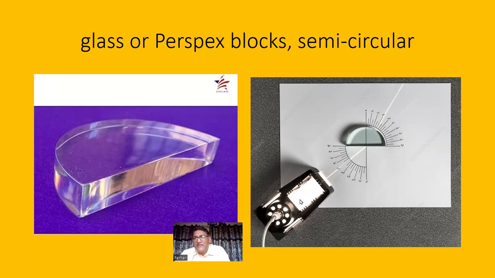Here you can see this is called a ray box, and a ray of light is coming from it. It is passing through this semicircular glass block, and sometimes we use a paper which has angles already marked on it. We move this ray box to the right and to the left, and we observe what happens with the emergent ray. So remember this name, semicircular perspex blocks or semicircular glass blocks. You should be familiar with them.